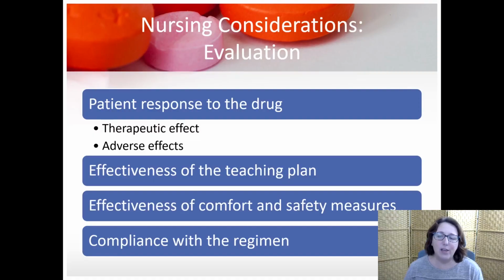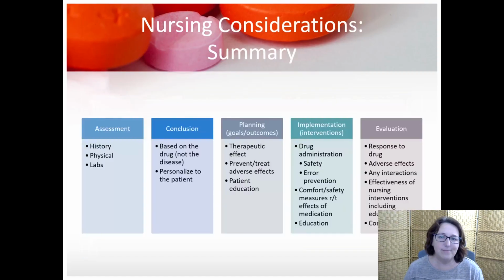A lot of time, the evaluation requires reassessment, which restarts the cycle. If our evaluation reveals that our outcomes were not met or we find new items when doing our assessment, then we may need to change our plan of care, and that is okay.